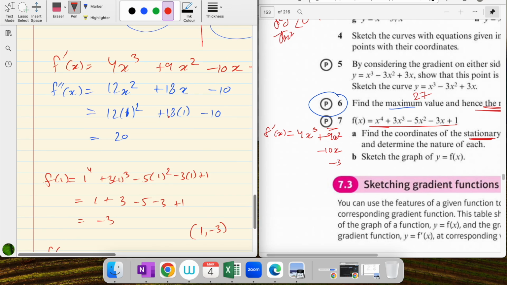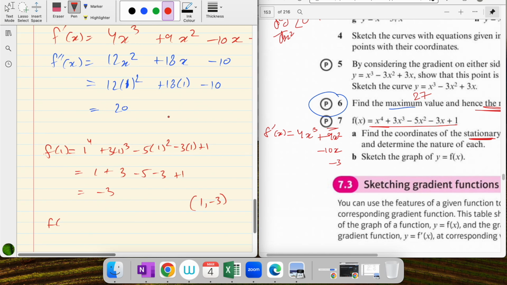Second turning point, what was the value of x? That is negative 1 by 4. I'm substituting it in the calculator directly. So negative 1 by 4 raised to the power 4 plus 3 into negative 1 divided by 4, that is cubed, minus 5 into negative 1 by 4 squared minus 3 into negative 1 by 4 plus 1, and I'm getting 357 by 256.